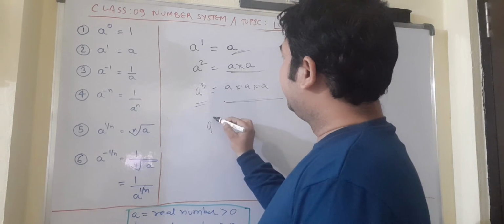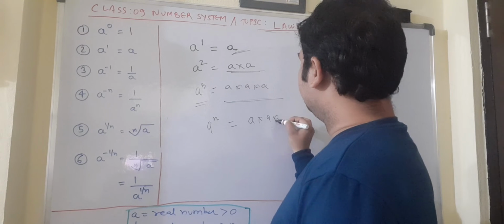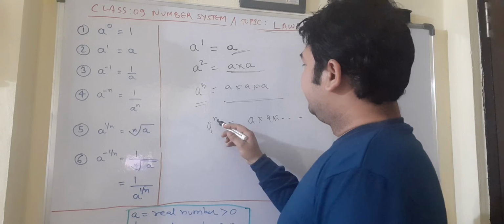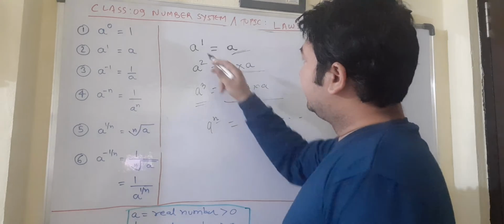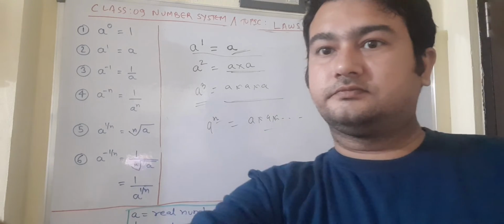So if I say a to the power n, it will become a into a into a into a till n times. So if it is n, then n times. So if it is 1, then only 1 time a is there. Clear?